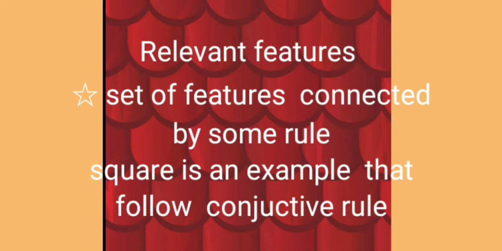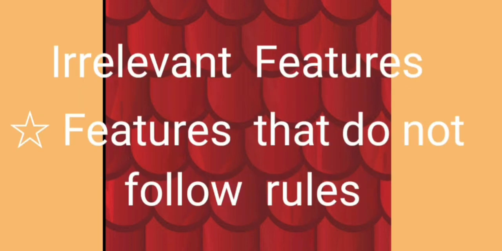An example of this can be the concept of a square, which is very well defined and must have four attributes: to be a closed figure with four sides, each side of equal length, and equal angles. So these four features are connected by some common conjunctive rules, and when the features are connected by some rule, they are called relevant features. So the example of a square follows a conjunctive rule. Now let's try to understand irrelevant features. Irrelevant features are the features that do not follow rules.